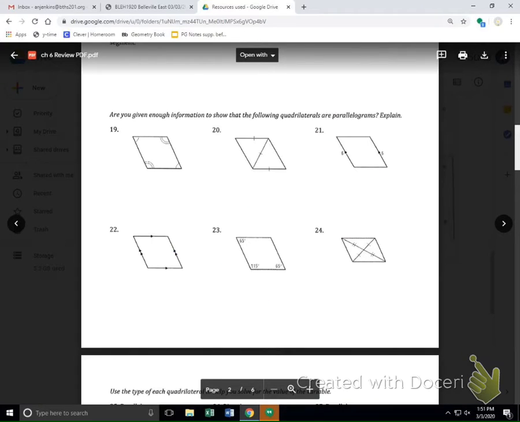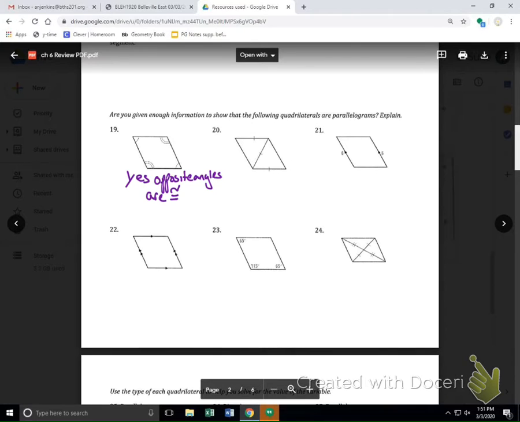Okay, so this part is telling if it is going to be a parallelogram. So the first one up is number 19. Is it a parallelogram? Yes. How do you know? Opposite angles are congruent. Yep, opposite angles are congruent.